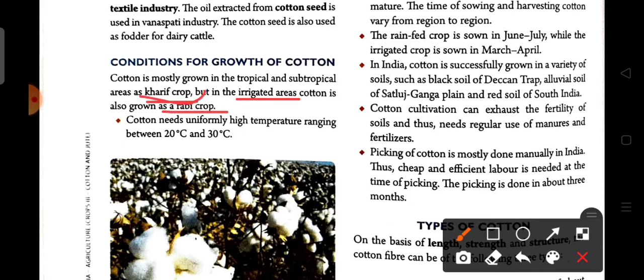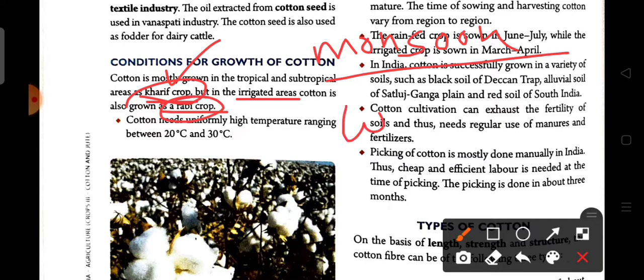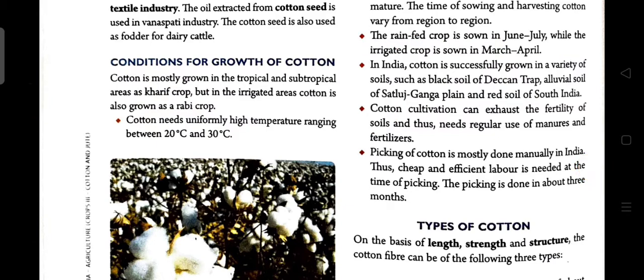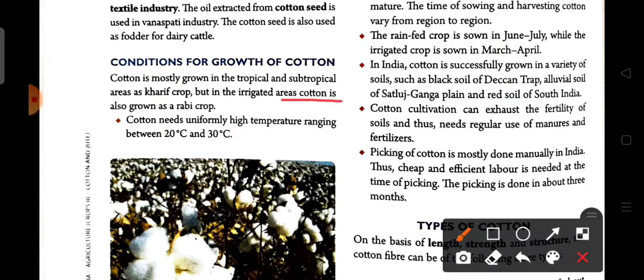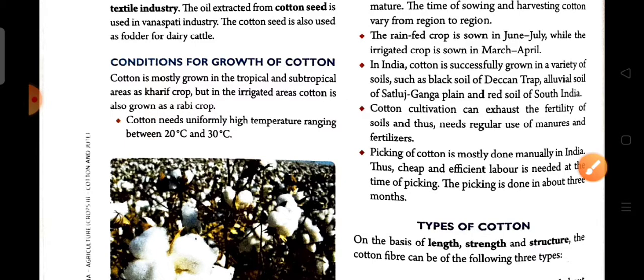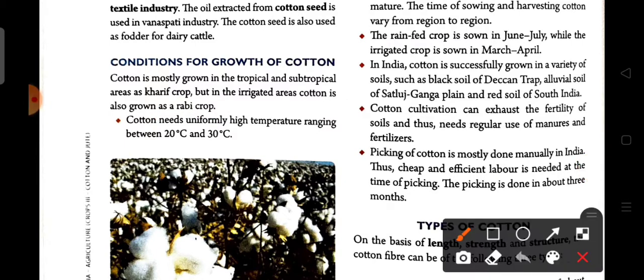Kharif crop is a monsoonal crop, sown in the monsoon season, whereas rabi crop is sown in the winter season. So in the irrigated areas, cotton is grown as a rabi crop sown in the winter season. But in the rain-fed areas, cotton is grown as a kharif crop which is sown in the monsoon season.